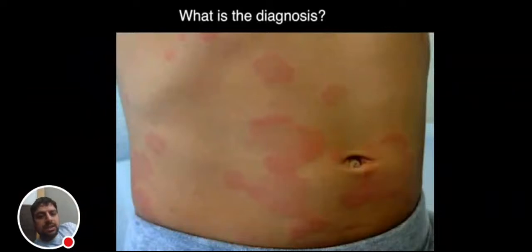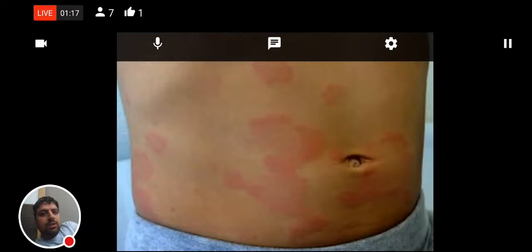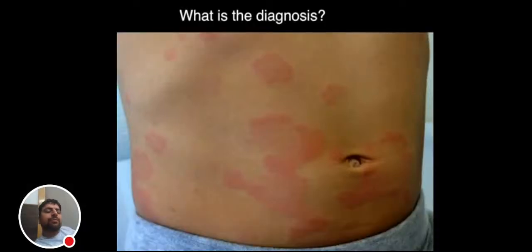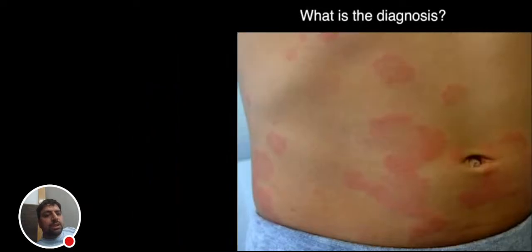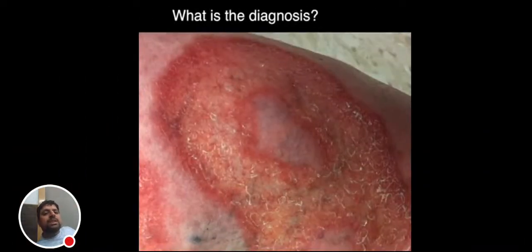Okay. What is the diagnosis of this picture? Take 30 seconds in your hands. Try to answer in a comment box. What is it? This picture represents what? This is a case of urticaria. Urticaria. Now, what is the diagnosis in this image in front of you?